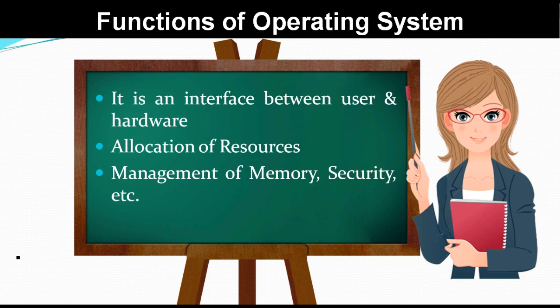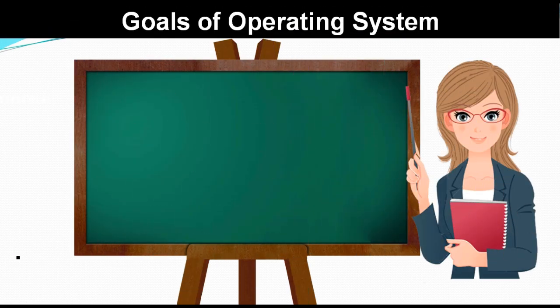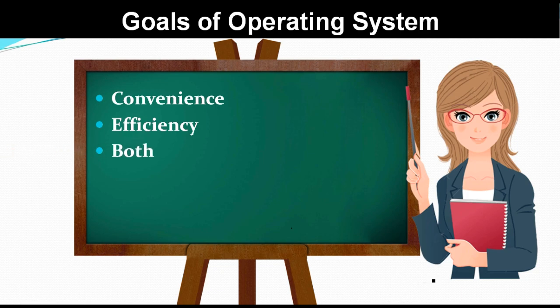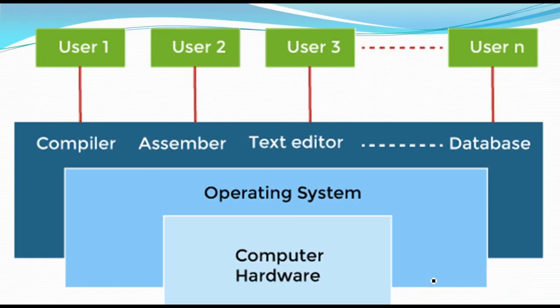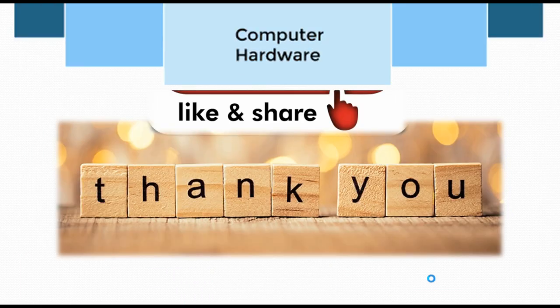Apart from these functions, we have the goals of the operating system. Coming to the goals, the operating system should be convenient and effective, there should be efficiency, or we should have both of these in the operating system, right? So the goals of an operating system are that it should be convenient and efficient. This is the basic structure we saw at the beginning of the lecture.